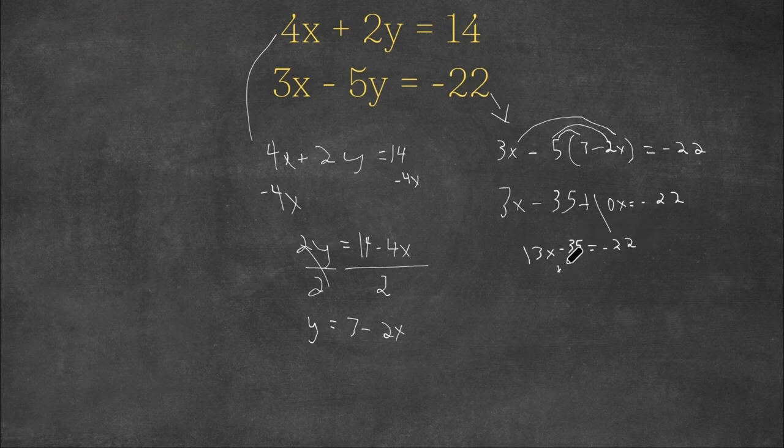Now 3x plus 10x is 13x minus 35 is equal to negative 22. Now if we add 35 on both sides, we get 13x is equal to 35 minus 22 is 13. Now, if we divide by 13 on both sides, we get x, since these two cancel out, is equal to 13 divided by 13, which is obviously 1. So now we found out our value of x.